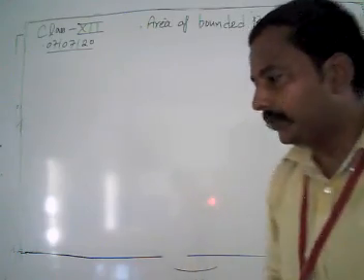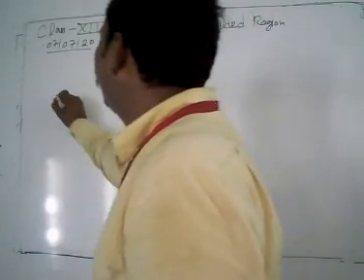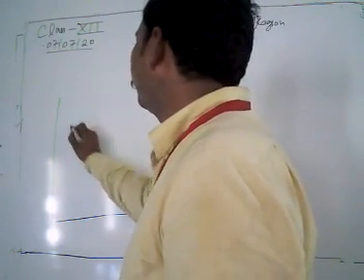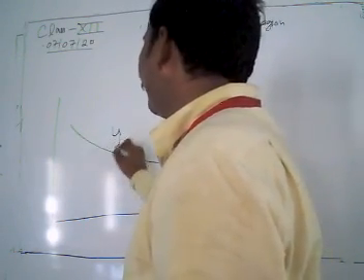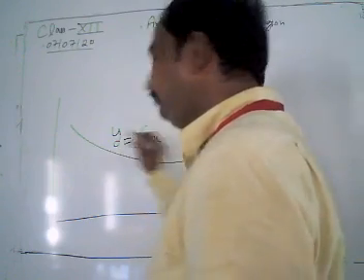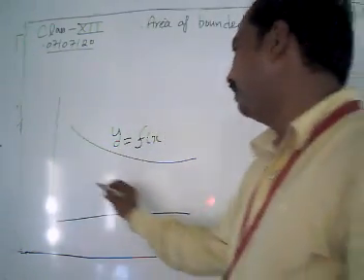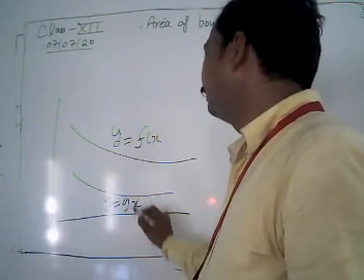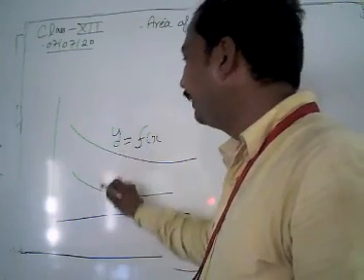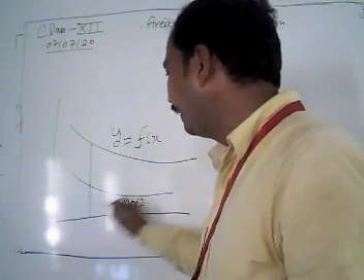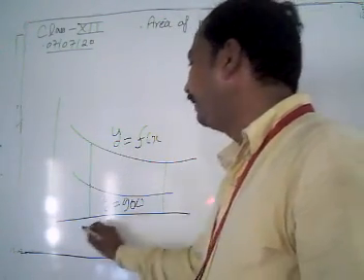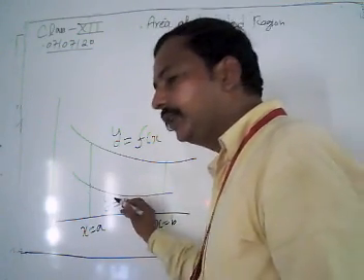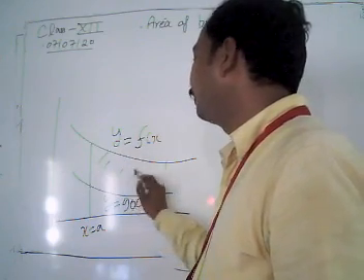So suppose we are given two curves here. The first curve is y equal to f(x), and the second curve we take as y equal to g(x). Suppose we want to find the area between the limits x equal to a and x equal to b, between these two curves.